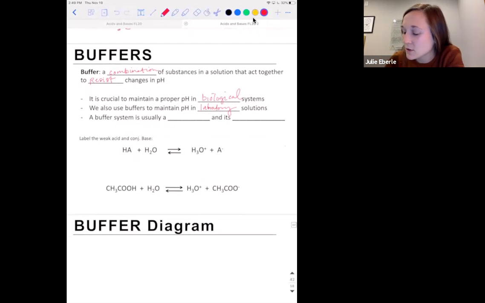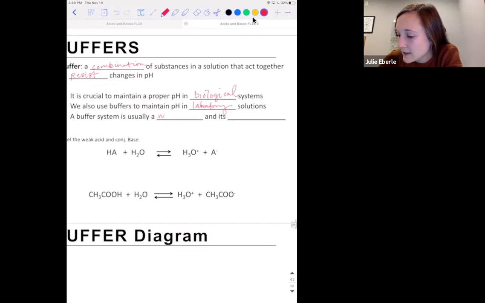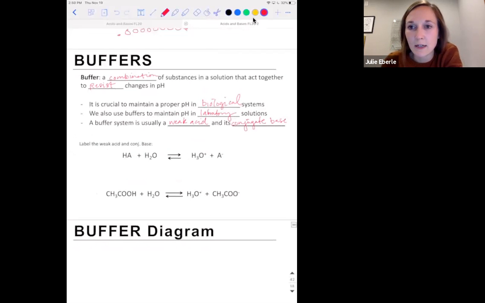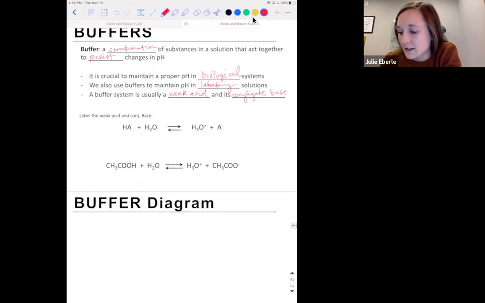A buffer system is usually a weak acid. So this is what a buffer is. It contains a weak acid and its conjugate base. Okay. So I want you to look at these. We've talked about conjugates. We practiced labeling them, and I want you to look at these two reactions at the bottom of the slide and label what is the weak acid and what is the conjugate base?